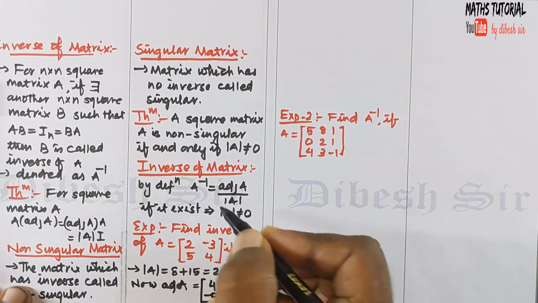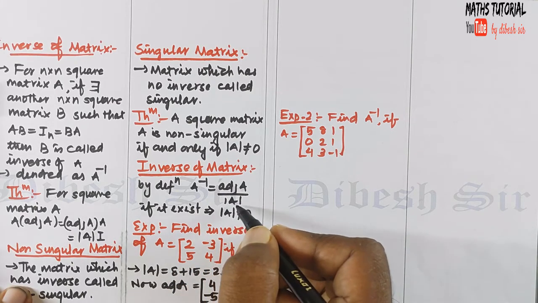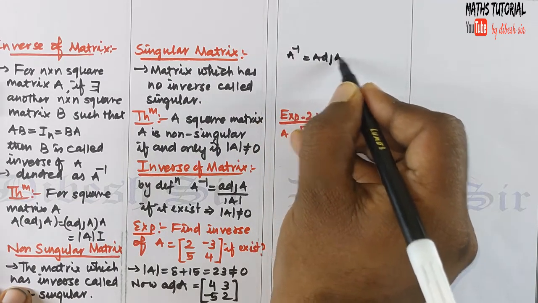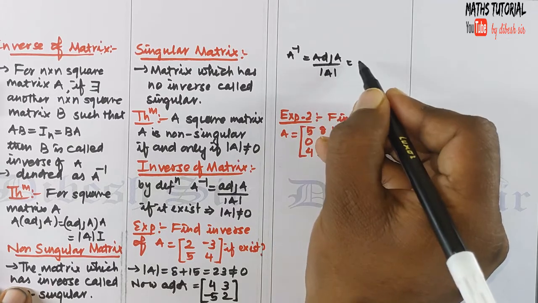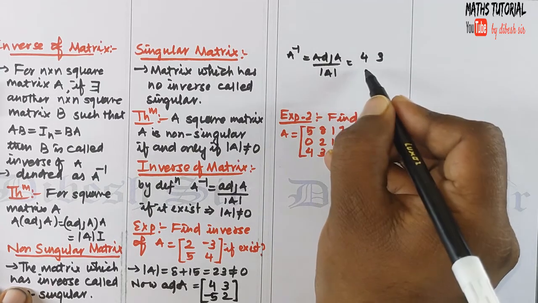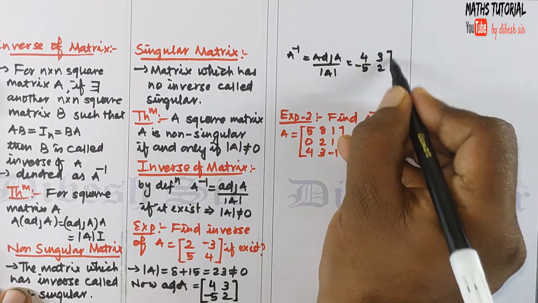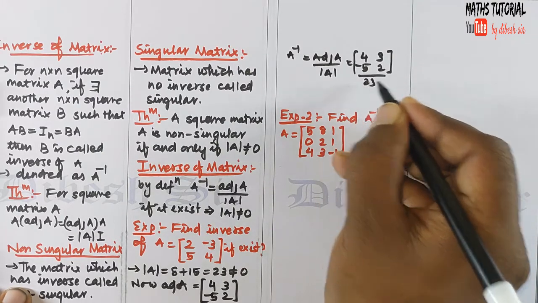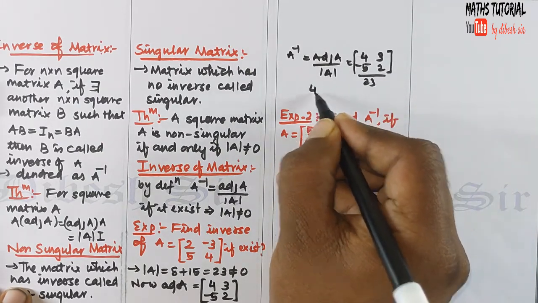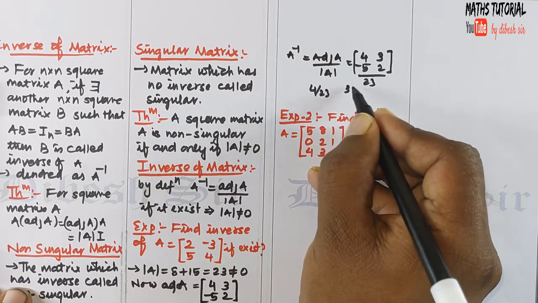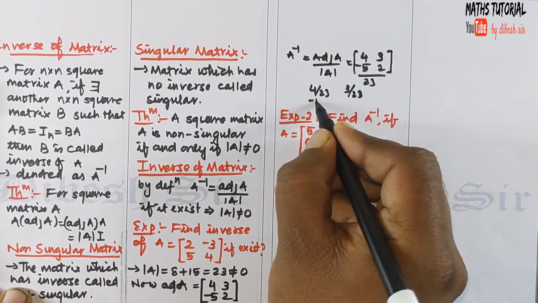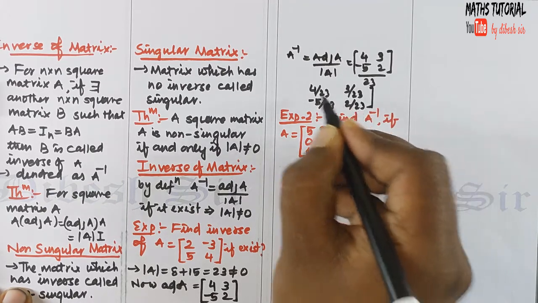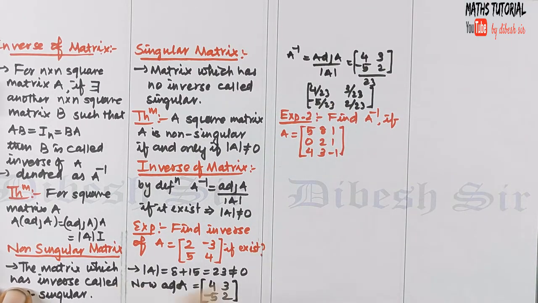Now A inverse is equal to adjoint A upon mod A. A inverse is equal to adjoint A upon mod A, means [4 3; -5 2] divided by mod A, that is 23. So divide individually, that is 4 by 23, 3 by 23, minus 5 by 23, 2 by 23. This is our A inverse.